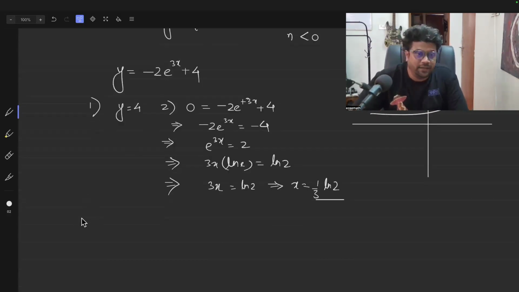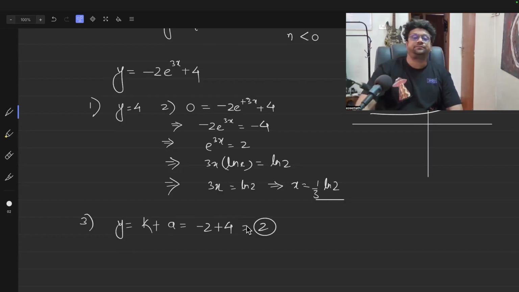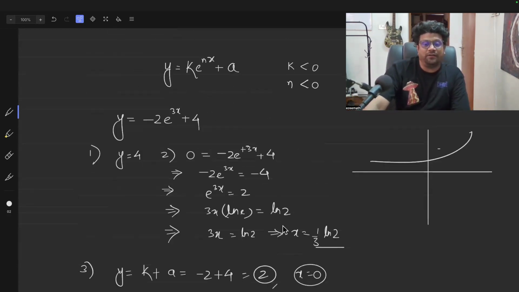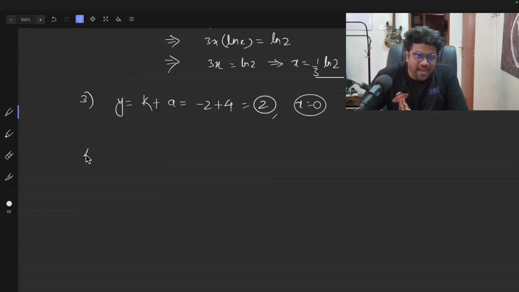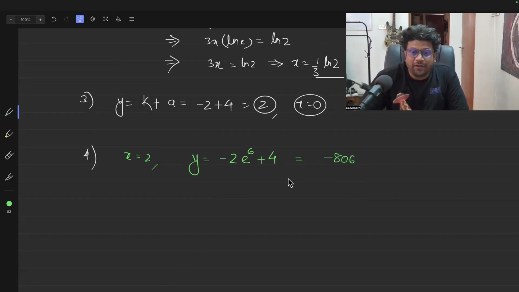Third point, it's about the y-intercept. Substitute x equal to 0. It comes out to be y equal to k plus a. In this case, negative 2 plus 4. It's 2. There it is. Done. And now about the shape. I told you for the shape, take one random point, maybe at x equal to 2. Check it out. y equals negative 2 e to the power of 6 plus 4 comes out to be negative 806. So there it is. At 2, it's negative 806.